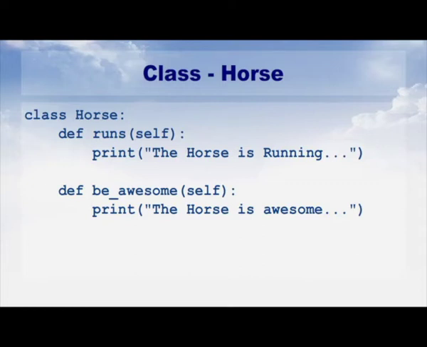Now, you see that in both methods I have passed an object called self. So, what is self? The self keyword refers to the instance, that is the object, of the class we are referring to. In this case, self refers to the instance of the horse class. Now, the runs method simply describes a behavior: the horse runs. So, in def runs, I print the horse is running, and in def be awesome, I simply print the horse is awesome.